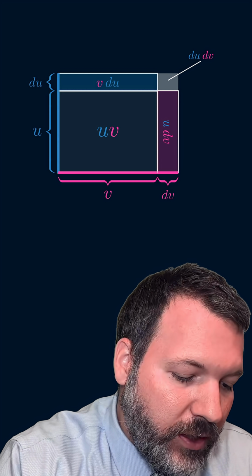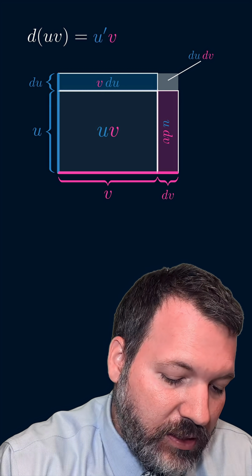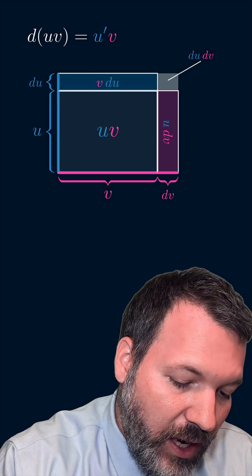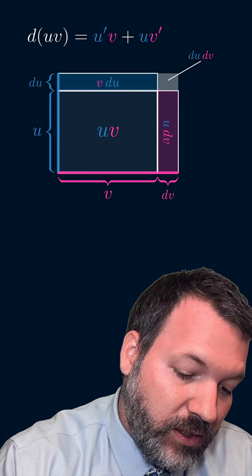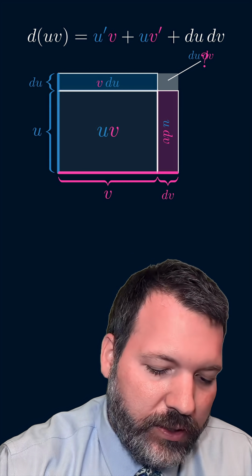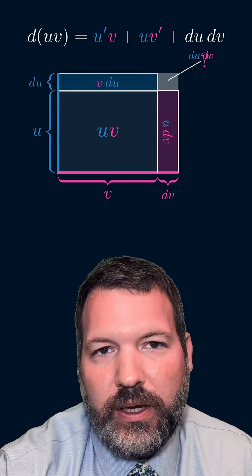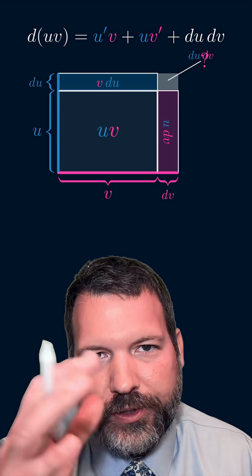But hopefully you're starting to see where these different quantities are going. V du, that's the same thing as the derivative of u times the function v. U dv, that's the same thing as the derivative of v times the function u. Now you should be wondering, well, wait a second, where's the du dv in the original product rule? And this is where this visual representation requires a little bit of hand waving.